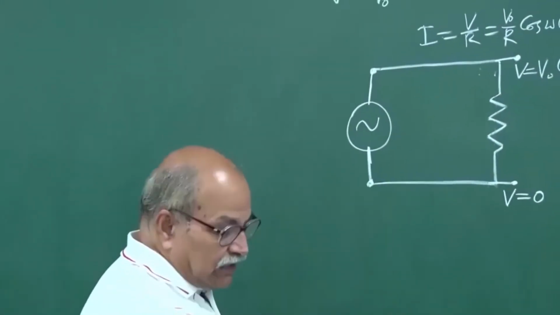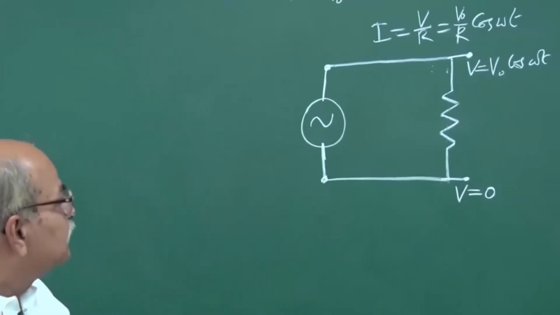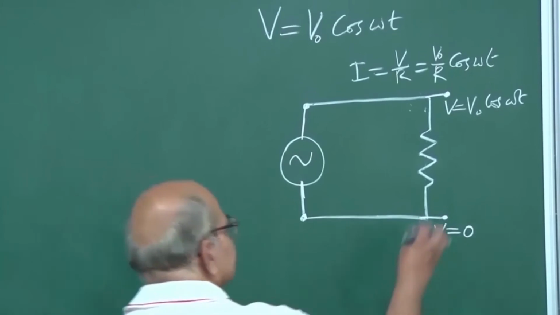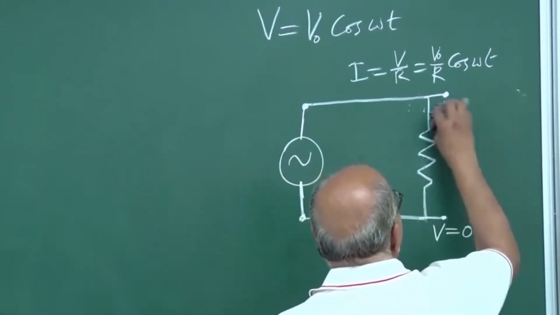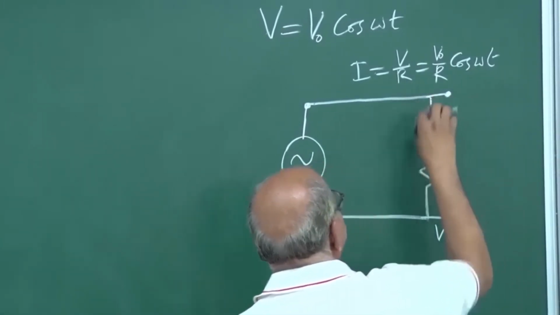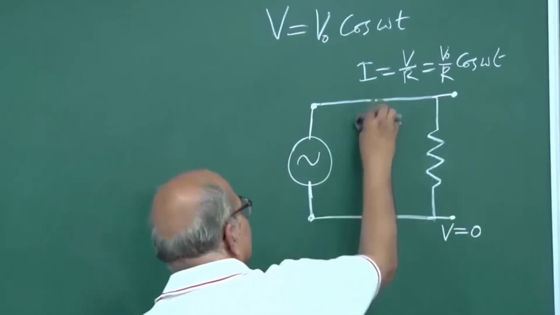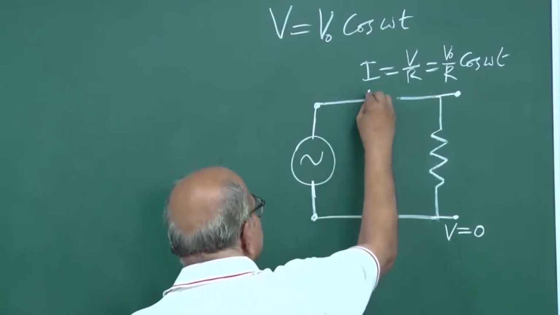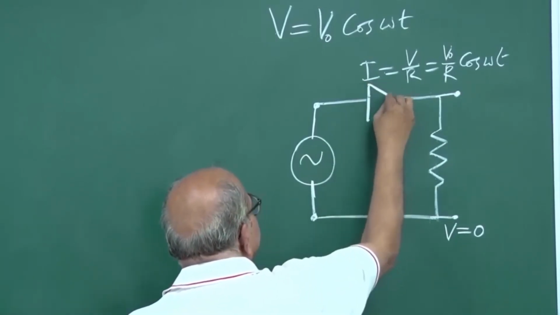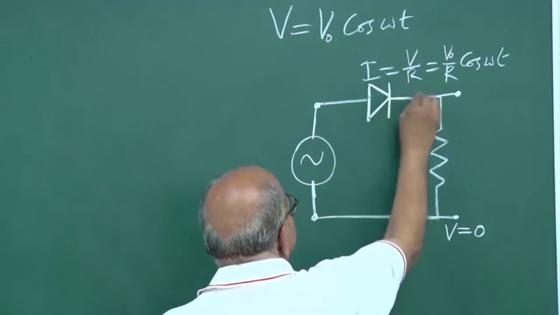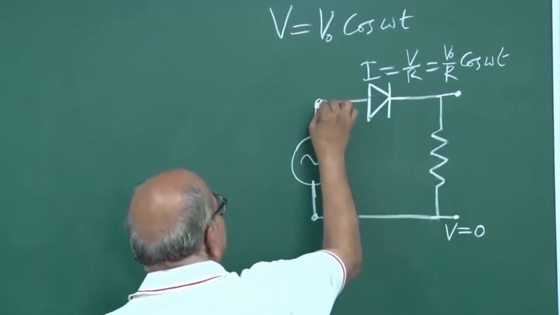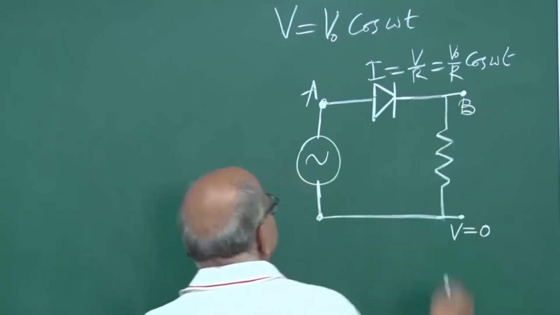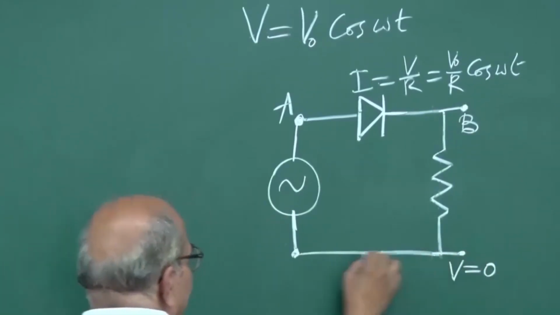Through that heater coil, the current keeps changing direction, and the voltage across it keeps changing direction too. Now what happens if I put a diode in between? Let me put just a PN junction here, and let me call this point A and this point B. And this is 0, this is all 0.